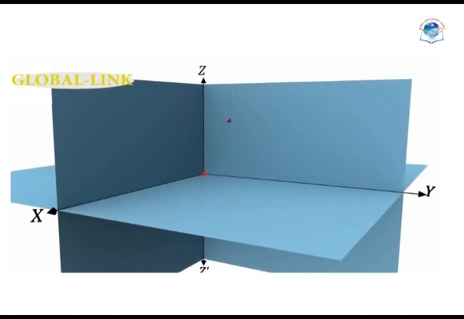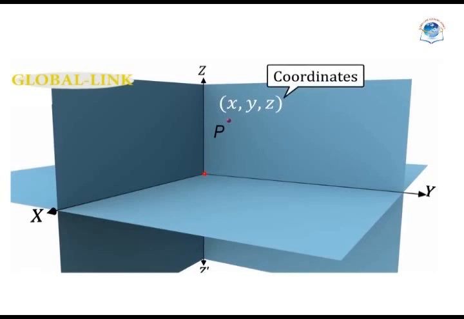Any point in space is represented with the help of the distances it measures with respect to the planes. These distances give the coordinates of the point. For example, a point P in space will have the coordinates x, y, z. Each coordinate individually indicates the shortest distance of the point parallel to the corresponding axis.